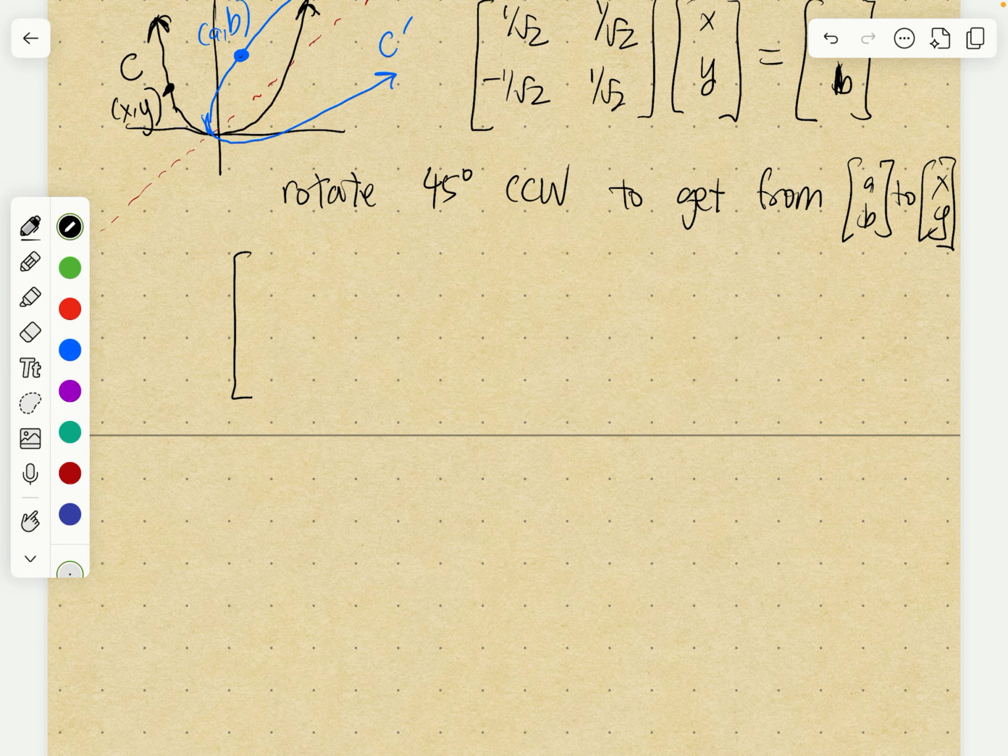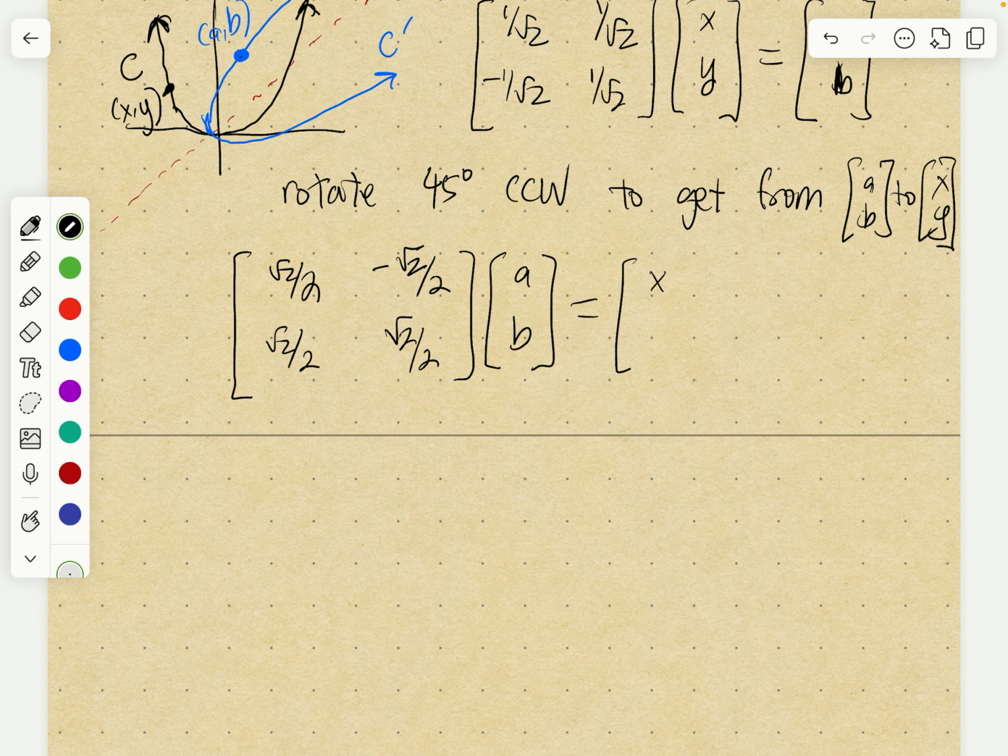So now you need the matrix that rotates 45 degrees counterclockwise, and that's going to be cosine of pi over 4, so that's root 2, or let's just write it as 1 over root 2. Actually, let's rationalize the denominator. Root 2 over 2, and then sine of pi over 4 is root 2 over 2, negative sine of pi over 4 is negative root 2 over 2, and then cosine is root 2 over 2. So if you take this matrix and multiply by (a, b), you're going to get (x, y).